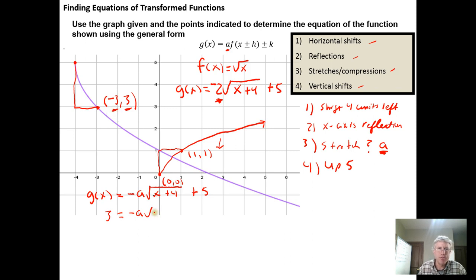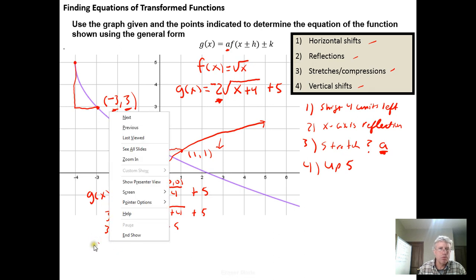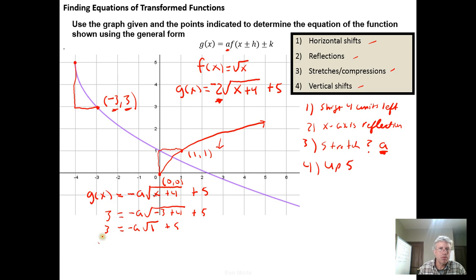X is just -3, so -3 plus 4 plus 5. And this equals, now simplify, 3 equals the opposite of a times the square root of 1. Negative 3 plus 4 is 1, plus 5. Subtract 5 from both sides, we'll get negative 2 equals negative a. Square root of 1 is 1.